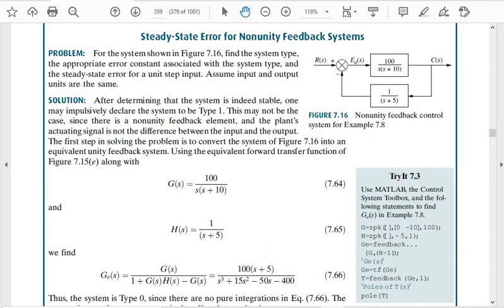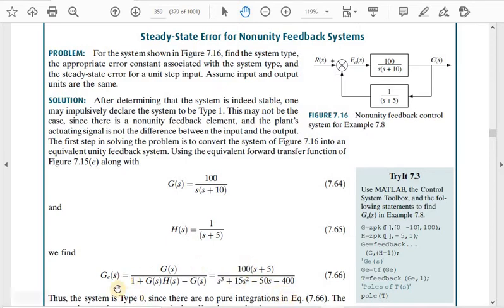So when I do that, I come up with this thing. After that, this is our G. Now, because we have to go for a step input, we can easily find the solution. Before finding the solution, let's look at this G. There's no pole at the origin, so this means that this is a type 0 system.